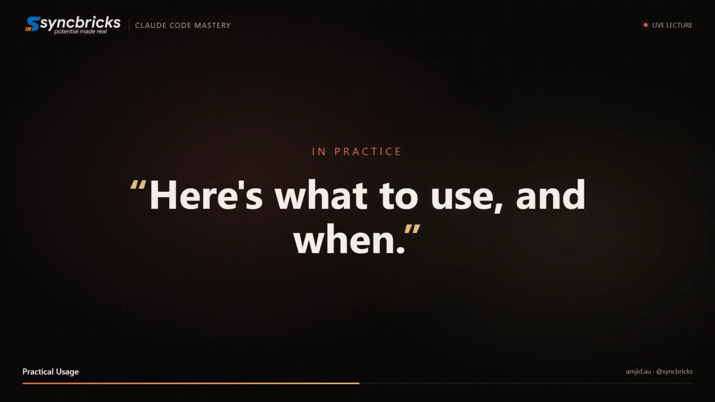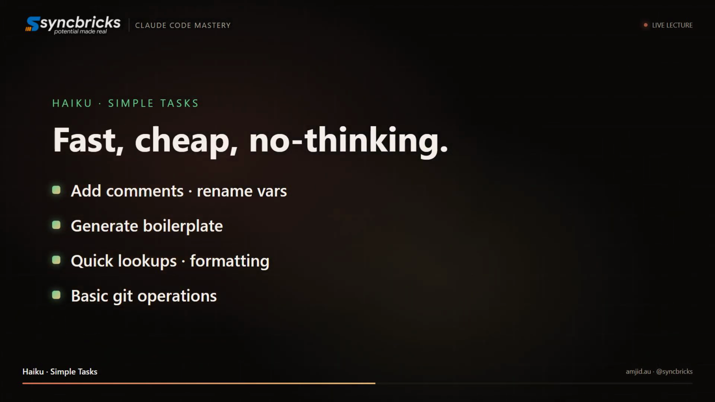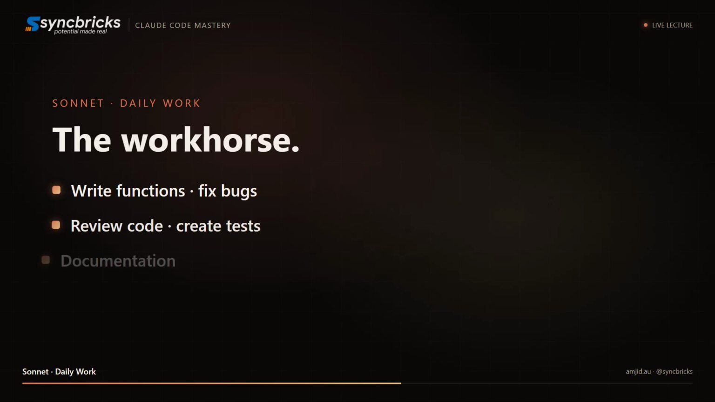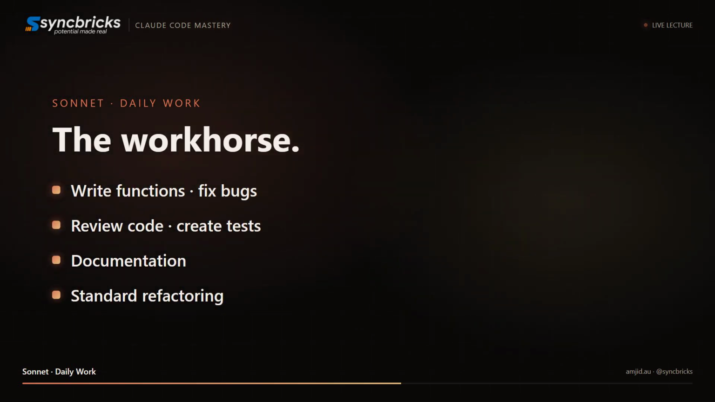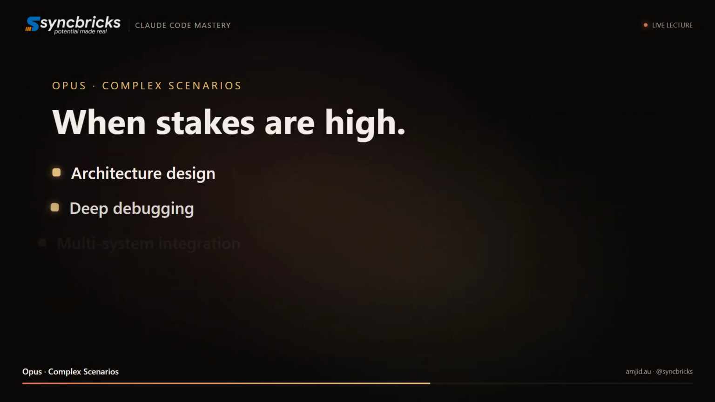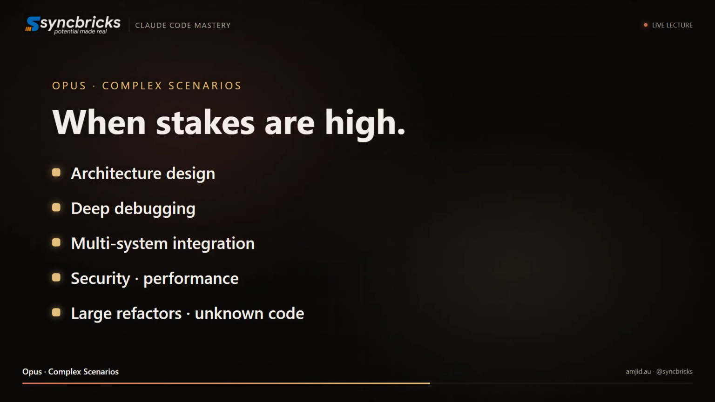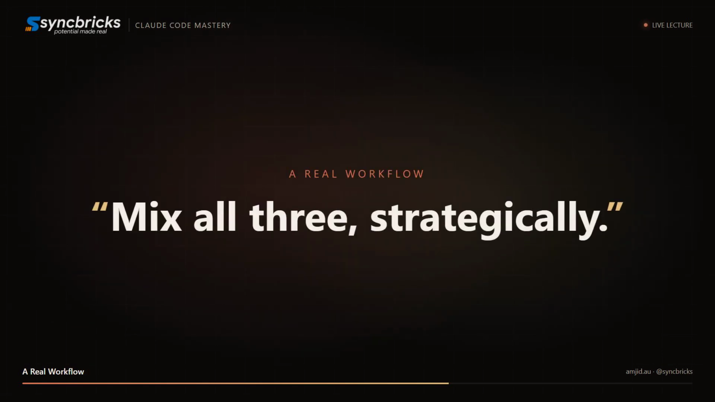Now let us look at practical usage. Use Haiku for simple tasks such as adding comments, renaming variables, generating boilerplate, quick lookups, formatting fixes, and basic version control operations. Use Sonnet for most of your daily work. This includes writing functions, fixing bugs, reviewing code, creating tests, writing documentation, and standard refactoring. Use Opus for complex scenarios such as architecture design, deep debugging, multi-system integration, security analysis, performance optimization, large-scale refactoring, and understanding unfamiliar code bases.